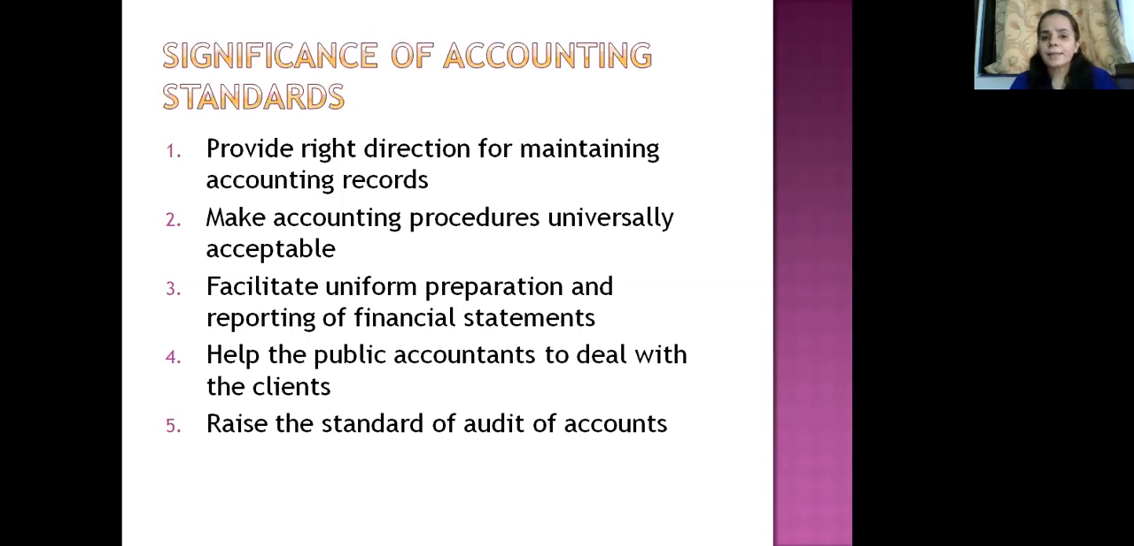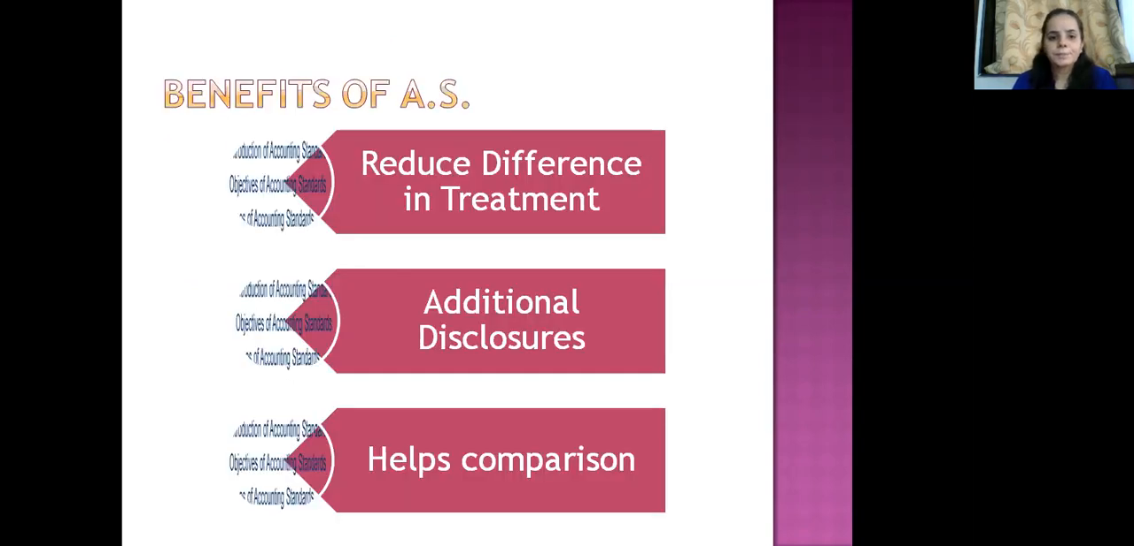Now let us see the need or significance of accounting standards. Accounting standard provides the right direction for maintaining the accounting records. Second benefit: accounting standard makes accounting procedure universally acceptable. Third point: accounting standard facilitates the uniform preparation and reporting of the financial statements. Accounting standard helps the public accountant to deal with the client. It raises the standard of the audit of the accounts.